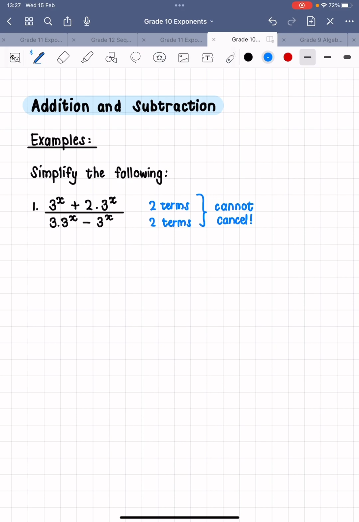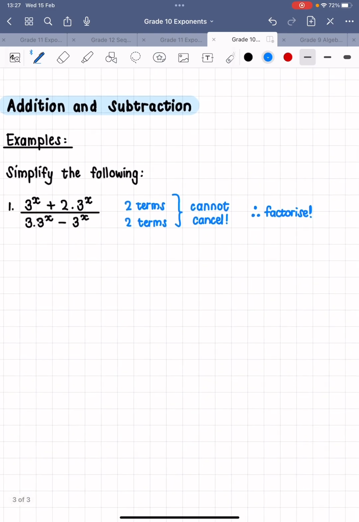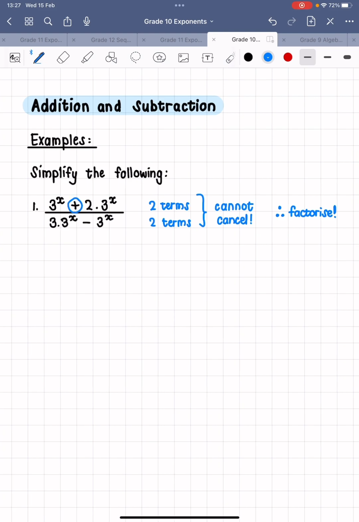We factorize. All right, so that is going to be your go-to method or strategy, I should rather say, in these types of questions. Whenever you are working with addition or subtraction, because pluses and minuses separate terms, you are going to have more than one term. So that is why you will always actually have to factorize with these types of questions first.